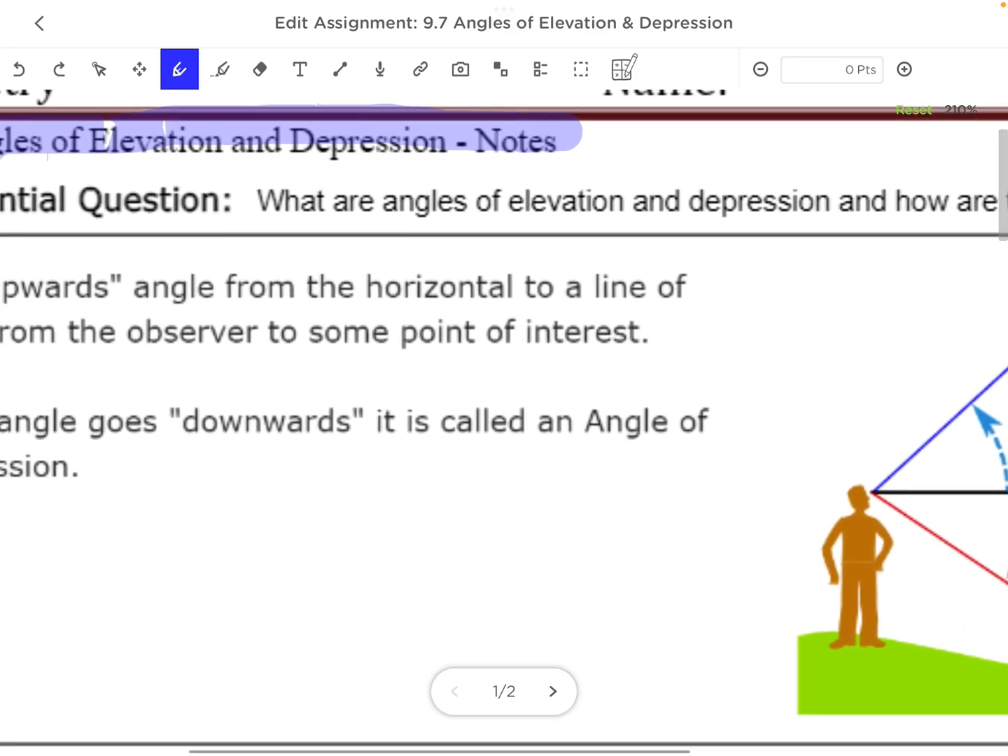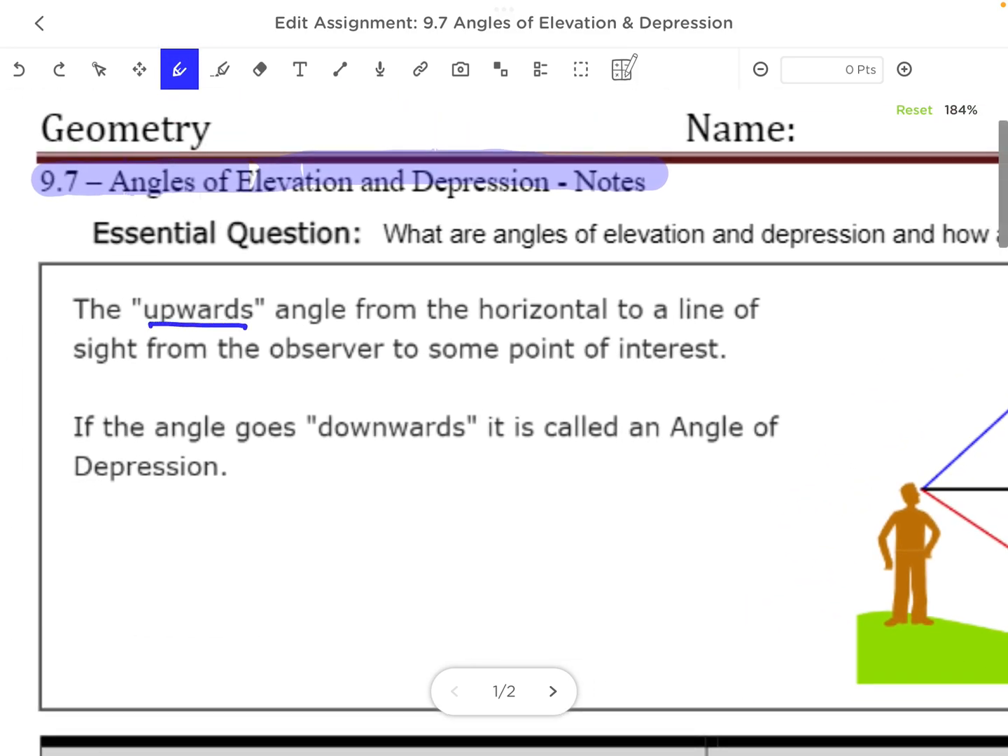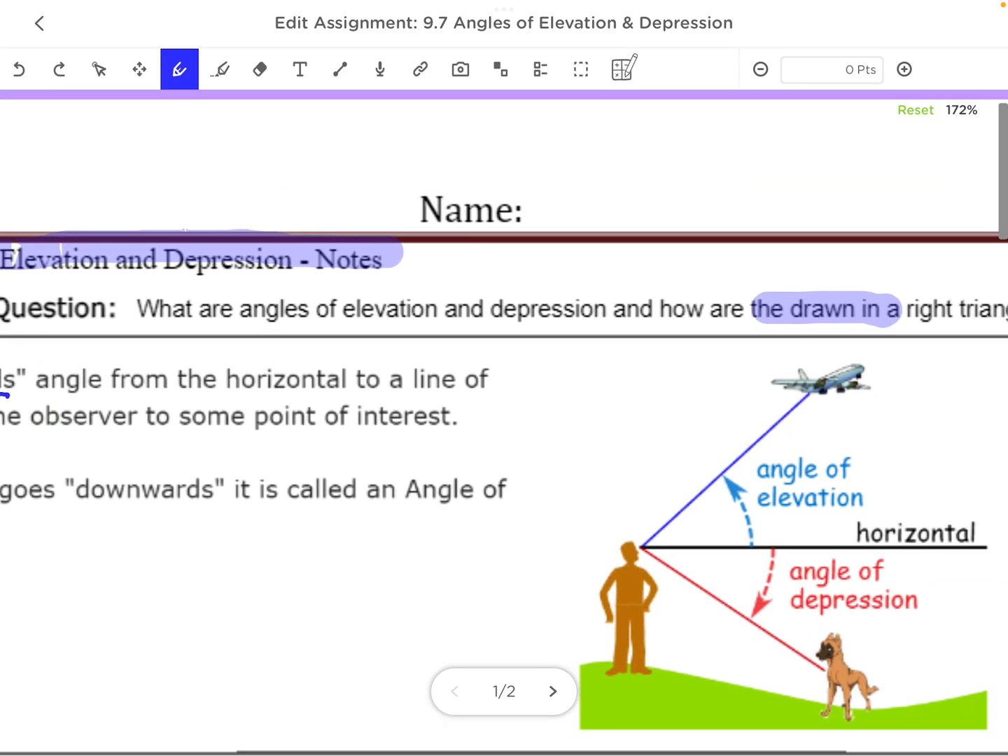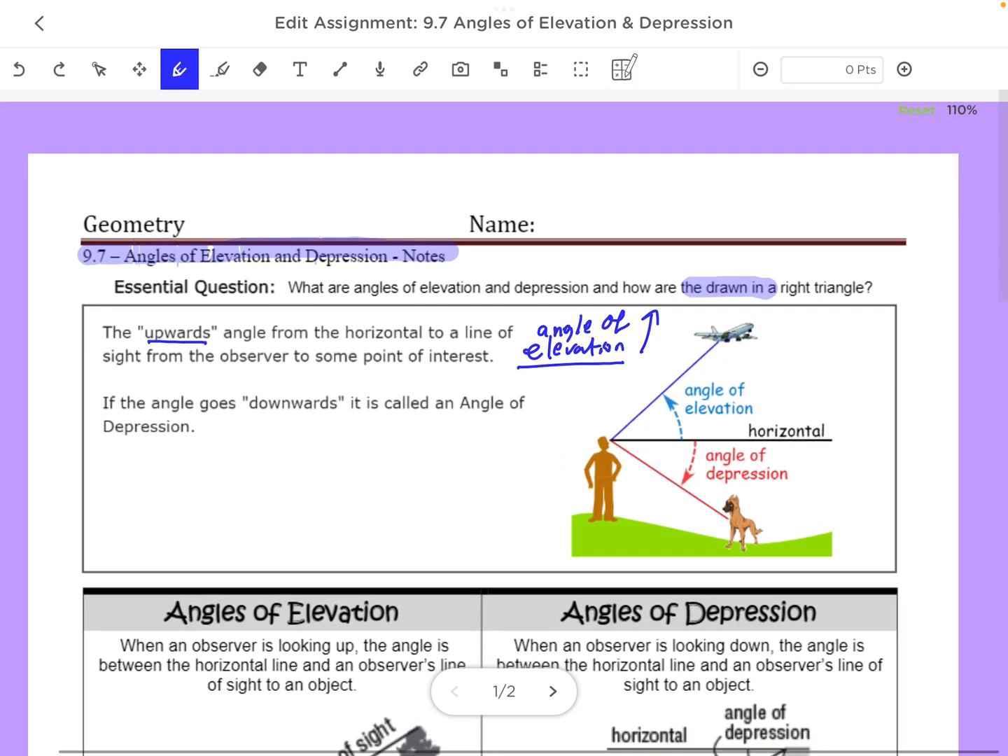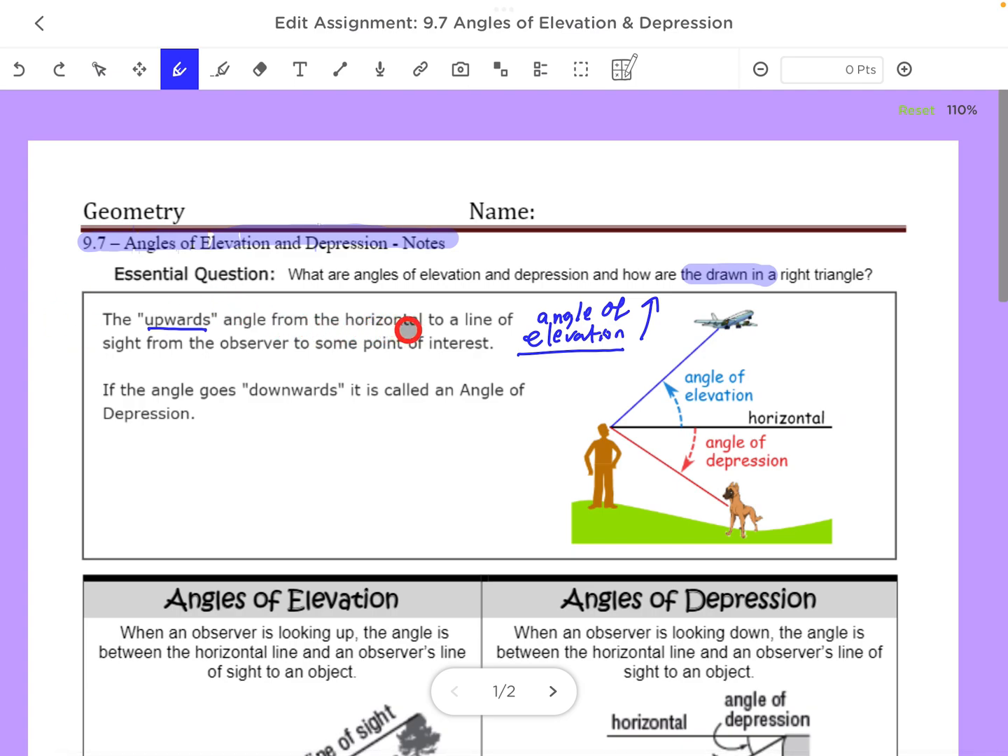Okay, so first off, let's talk about up. If we go up, that's going to be called an angle of elevation, because if you elevate something, that means you go up. It's the upward angle from the horizontal to a line of sight from the observer to some point of interest. What that means is, we look at the horizon, straight ahead. Whatever we look up is called the angle of elevation.